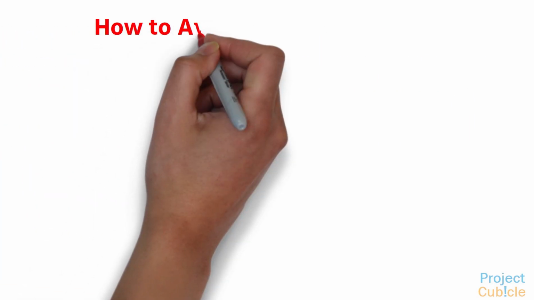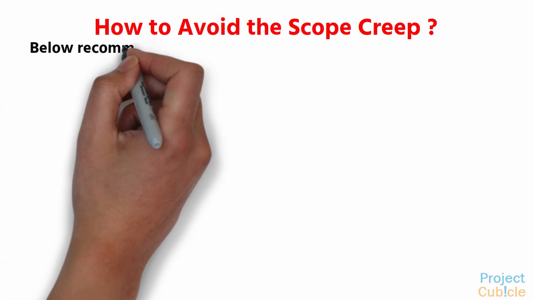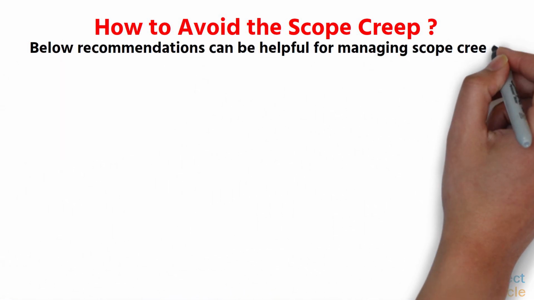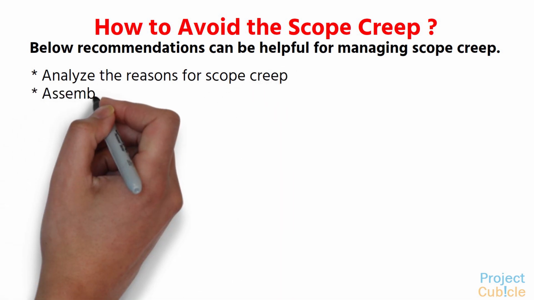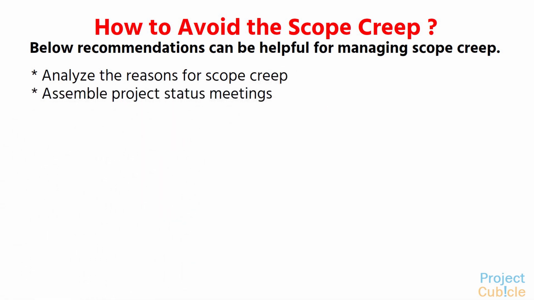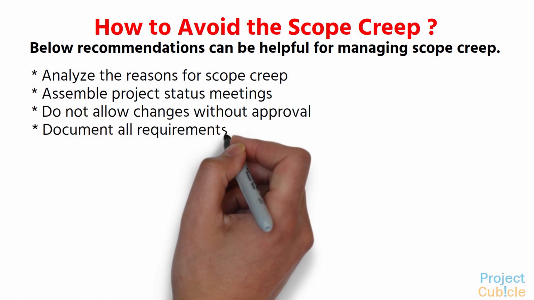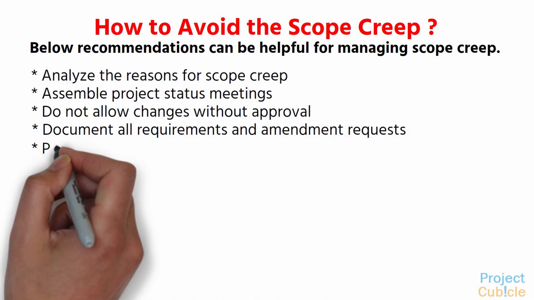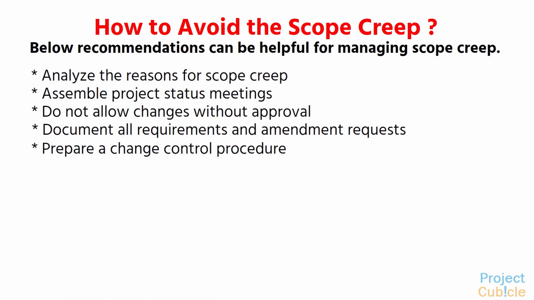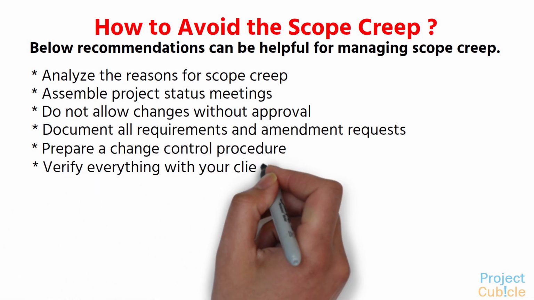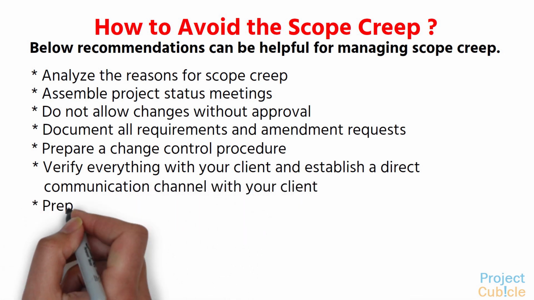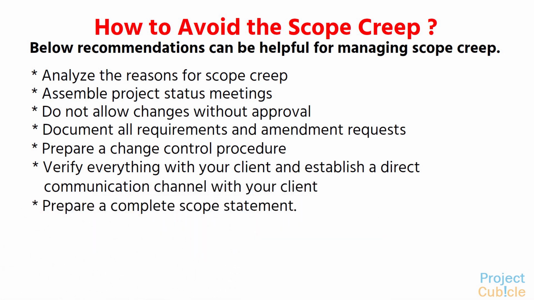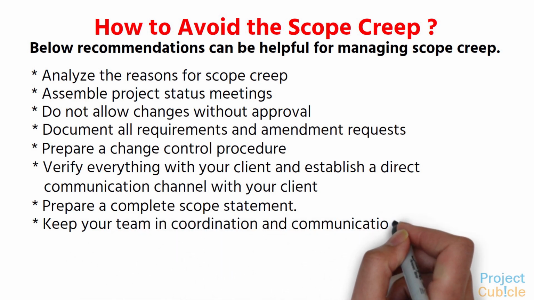How to avoid the scope creep? Below recommendations can be helpful for managing scope creep. Analyze the reasons for scope creep. Assemble project status meetings. Do not allow changes without approval. Document all requirements and amendment requests. Prepare a change control procedure. Verify everything with your client and establish a direct communication channel with your client. Prepare a complete scope statement. Keep your team in coordination and communication.